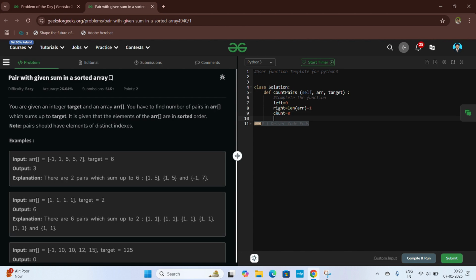Next we iterate until the two pointers meet. For example, while left is less than right, next current sum is equal to array left plus array right.